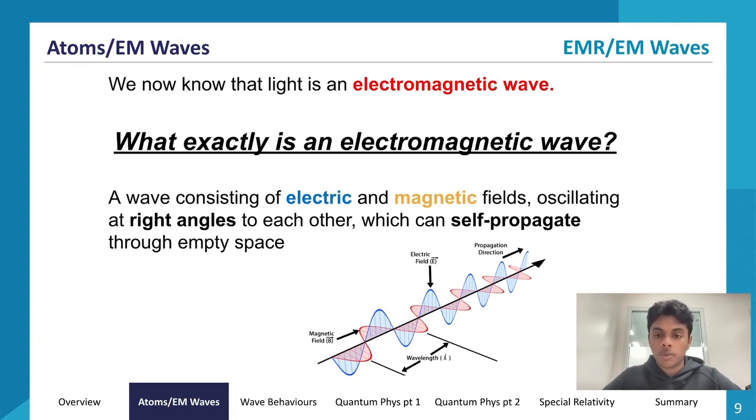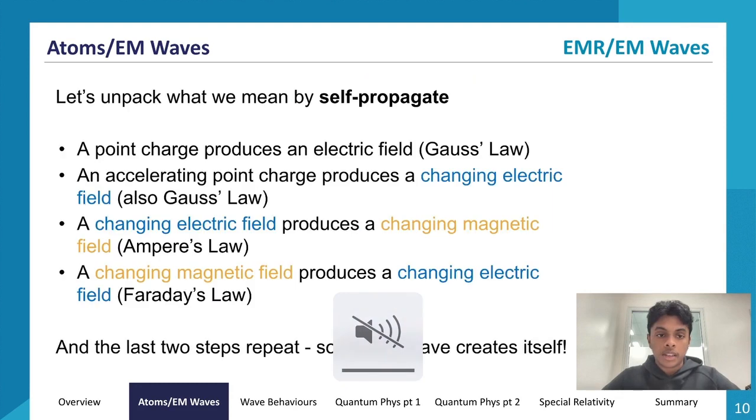The key words that you need to remember here is that EM waves can self-propagate, and they have electric and magnetic fields oscillating at right angles to one another. That's the important part here. So let's unpack what we mean by self-propagation.